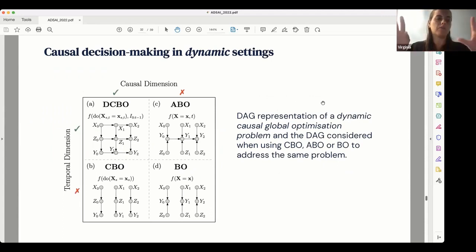So if we were to look at the high level at where all these algorithms fit, we might consider 2 different dimensions of these optimization algorithms. We have the temporal dimension, we have the causal dimension. CBO allows us to capture the causal dimension, but it doesn't capture the temporal dimension. Bayesian optimization does not capture causal dimension nor temporal dimension, so it breaks every causal relationship and does not consider time. In the literature, we also have an algorithm called adaptive Bayesian optimization that considers time in the Y, but not in the inputs. And then dynamic causal Bayesian optimization considers both aspects. So it does consider the full causal graph that we've seen so far.